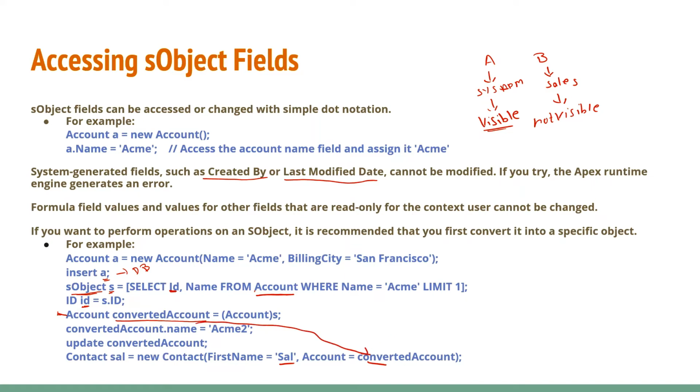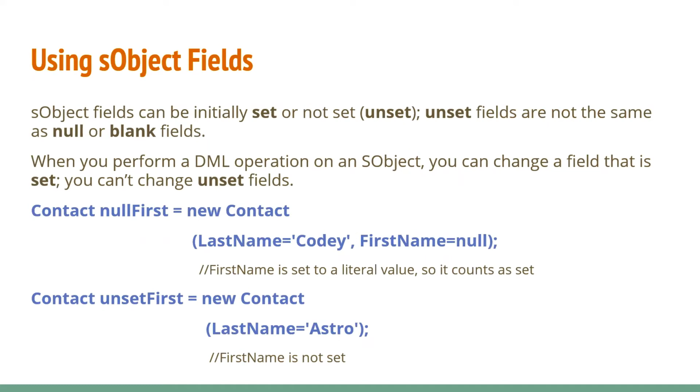Now next, using sObject fields. sObject fields can be initially set or not set, which means unset fields are not the same as null or blank fields. When you perform a DML operation on an sObject, might be account or some custom object, you can change a field that is set. You can't change unset fields.